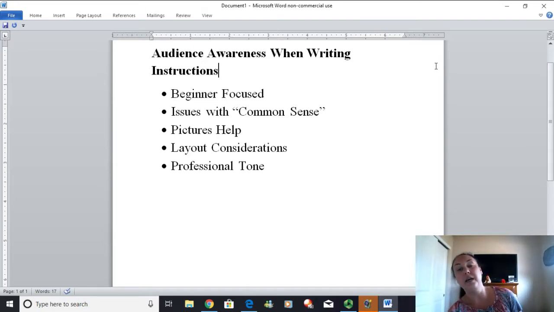And so keep that in mind, again, as you're thinking through and designing your step-by-step instructions: how can you use pictures to really help demonstrate and illustrate the different steps that your readers would need to take?